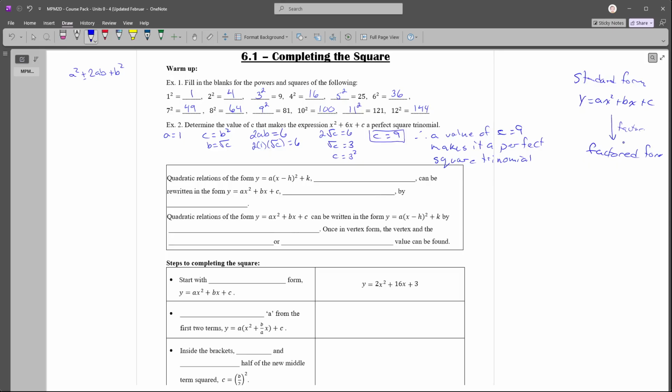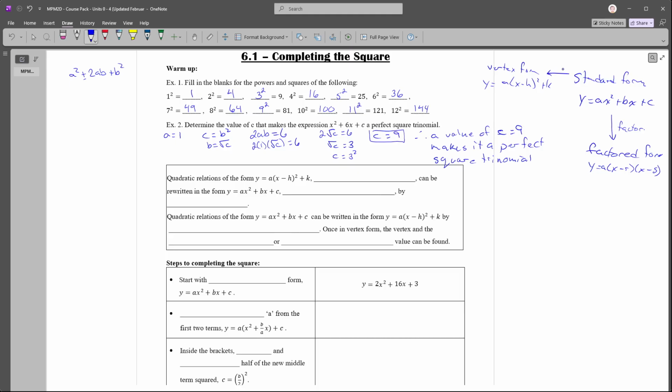And that is why it's called factored form, which is y is equal to a times x minus r times x minus s. But you know what? Sometimes from the standard form, we may need to get to vertex form, which is y is equal to a times x minus h all squared plus k. So sometimes we need to go in this direction.